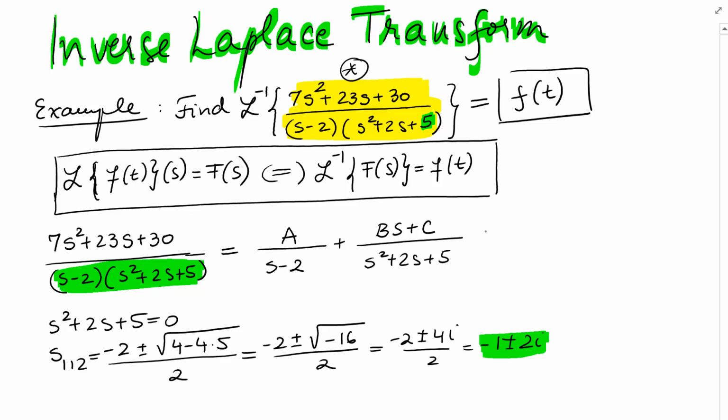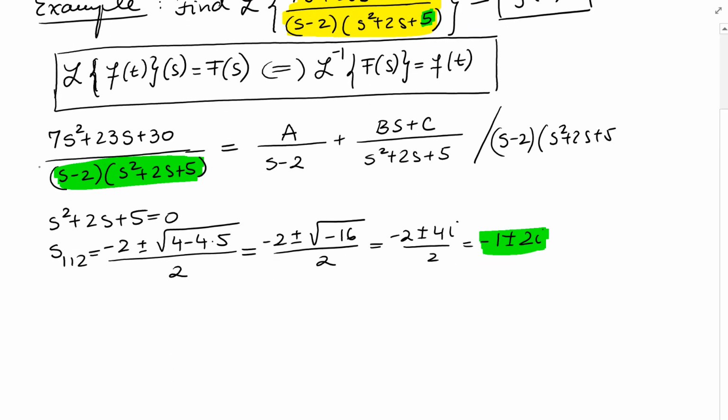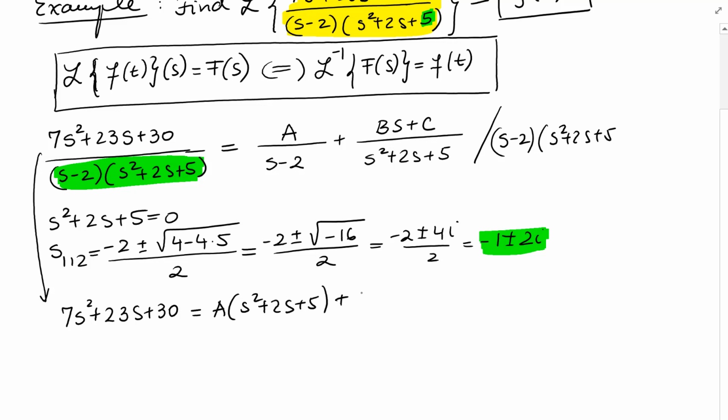To do that, first we're going to multiply by s minus 2 times s squared plus 2s plus 5. And we're going to obtain, on the left hand side, just 7s squared plus 23s plus 30. And on the right side, we're going to get a times (s squared plus 2s plus 5), plus (bs plus c) times (s minus 2). And again, let's not forget, our goal is to find a, b, and c.